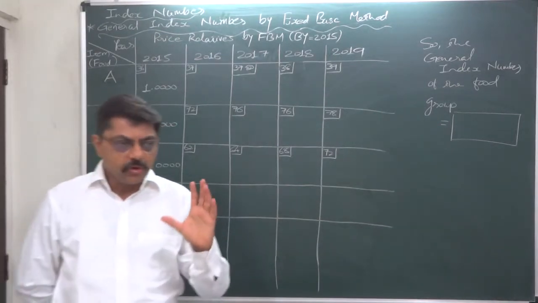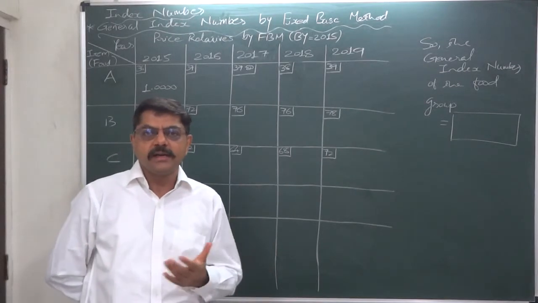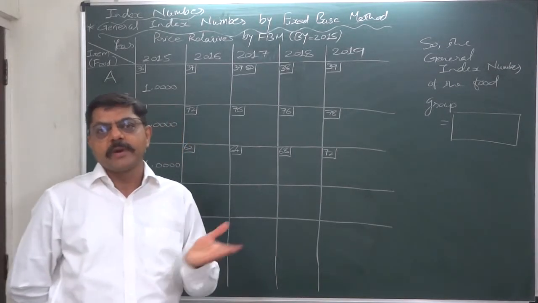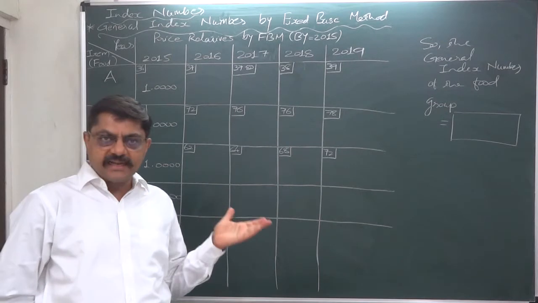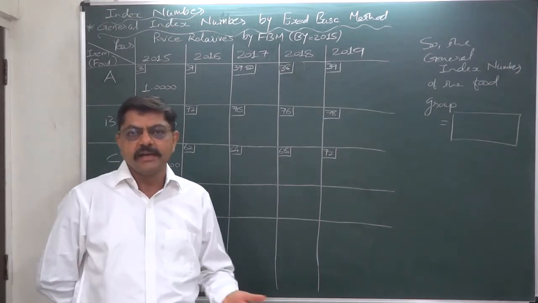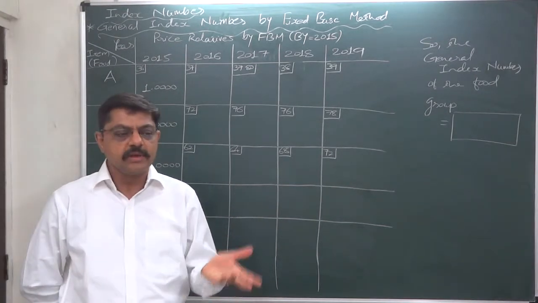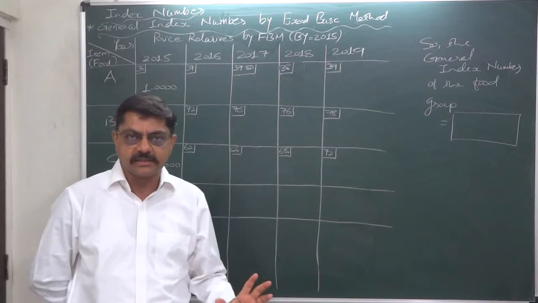Actually the main focus is on general index number, and to calculate general index number we have to calculate price relatives or price index numbers for all the items. Without calculation of price relatives or price index numbers of all the items, we cannot calculate general index number, in which actually we are interested.